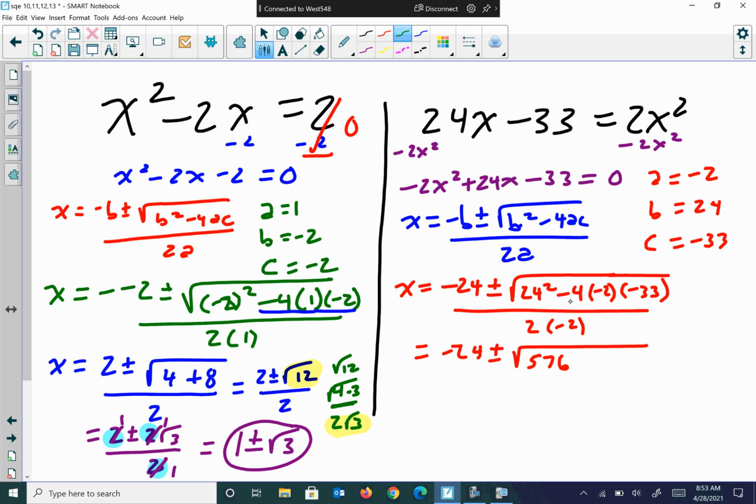Keep your phone out. So, friends, I got negative 4 times negative 2 is positive 8. Positive 8 times negative 33. What's 8 times negative 33? Help me. It's a negative. 264? All over negative 4. Agree?